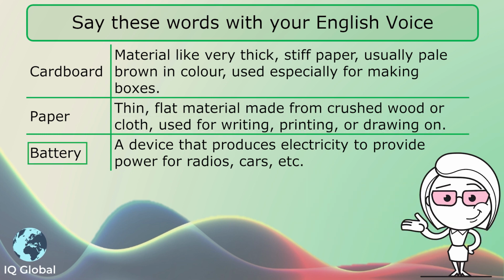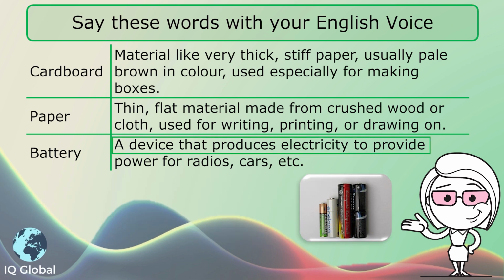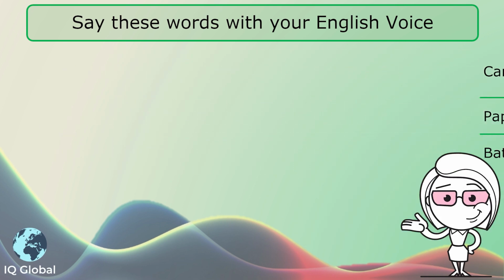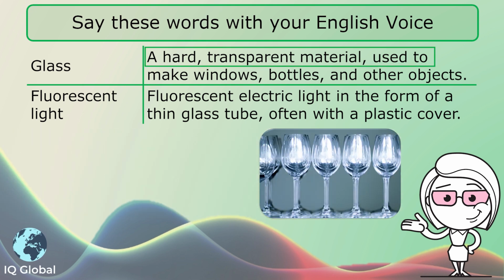Battery. This is a device that produces electricity to provide power for radios, cars, etc. Glass. This is a hard, transparent material used to make windows, bottles, and other objects.